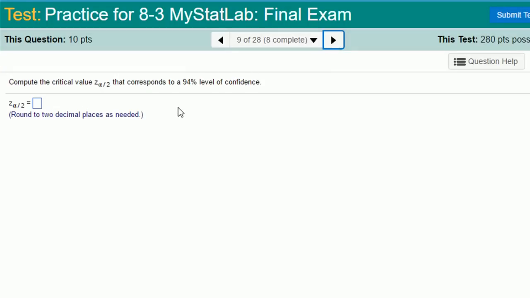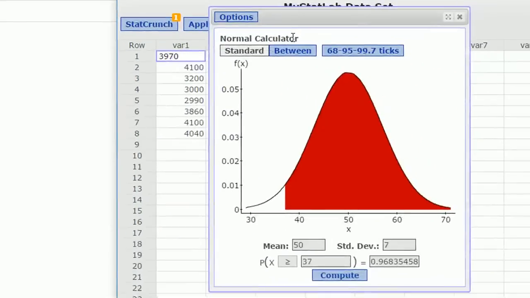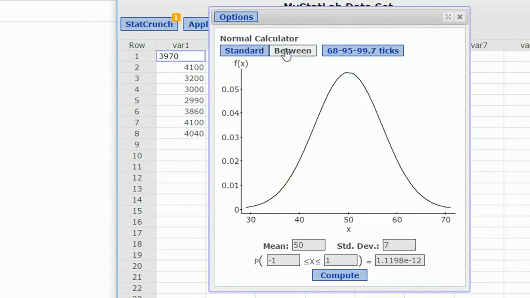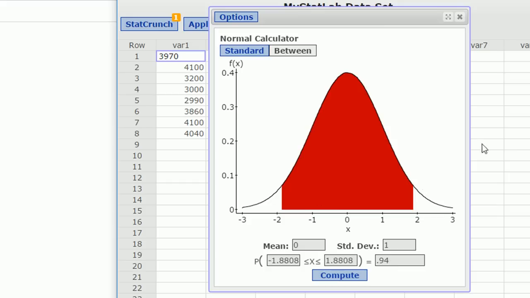Compute a critical value that corresponds to a 94% confidence level. So going back to StatCrunch, I can use a normal probability calculator for a critical z value. I go to the between calculator, and for a z, it's standardized, so I put in the mean of 0 and a standard deviation of 1. And what I want to do is put in 0.94 for the probability, and what I should get is a picture that looks like this.